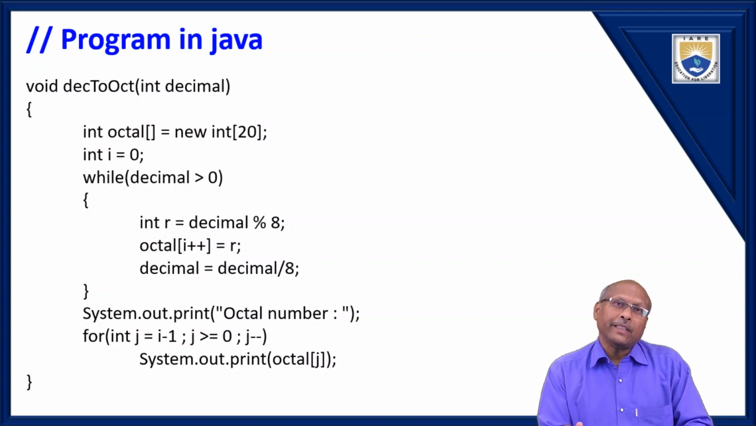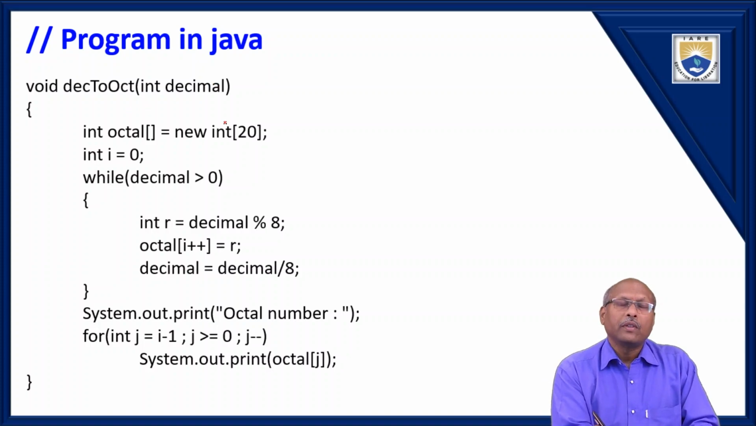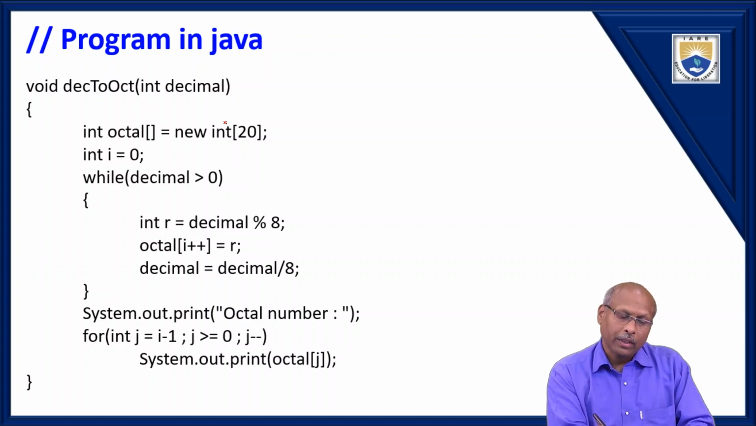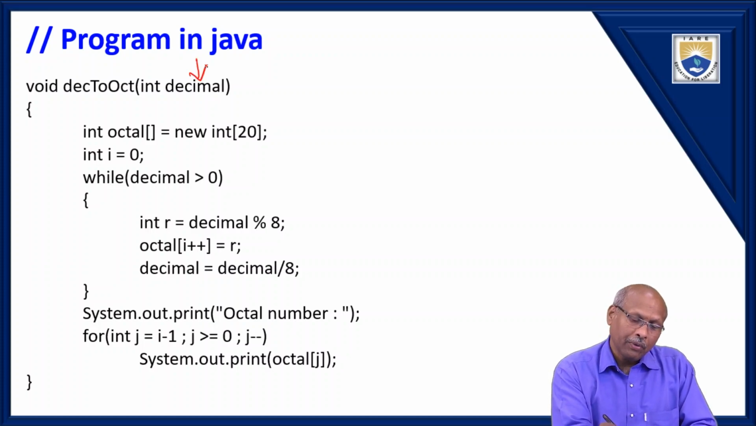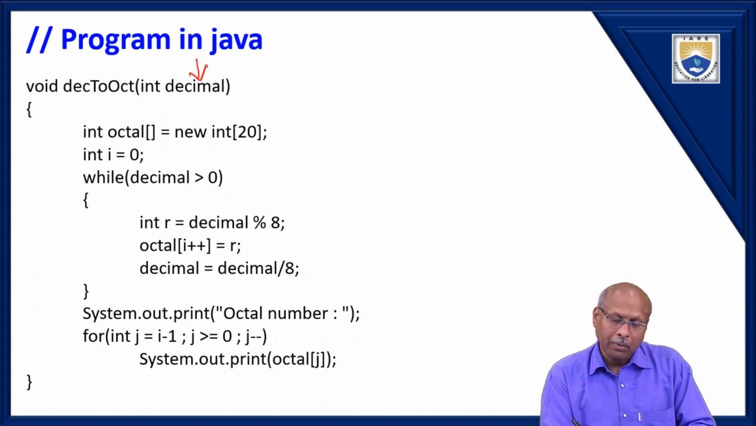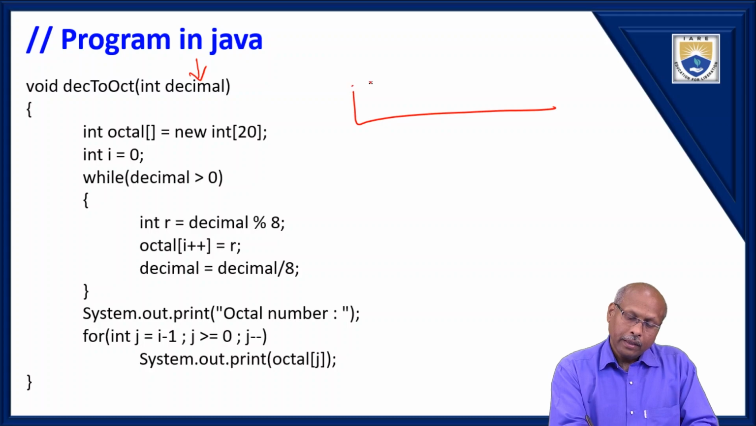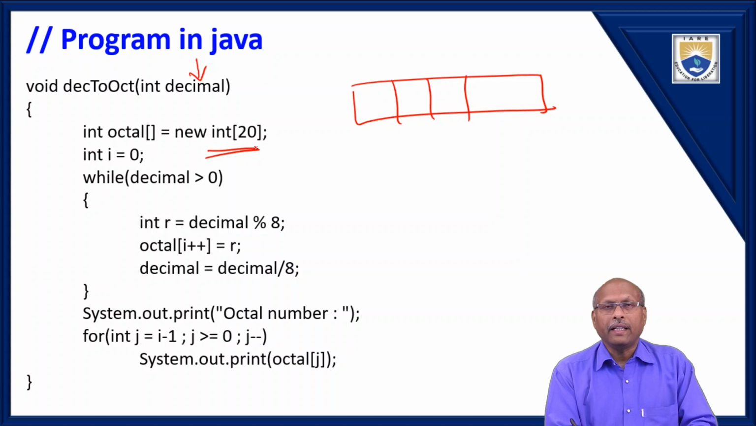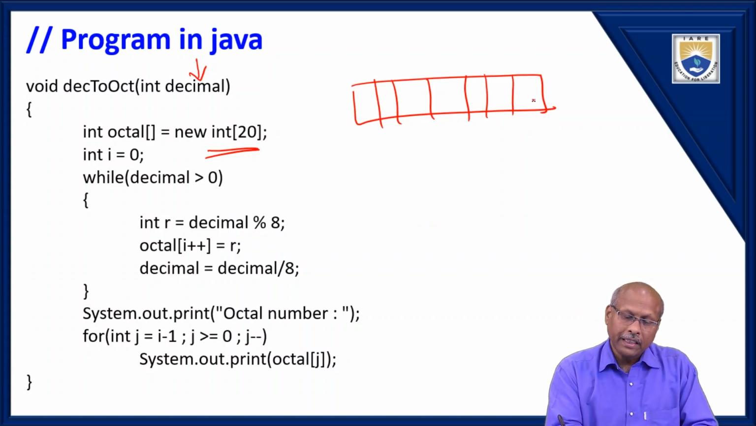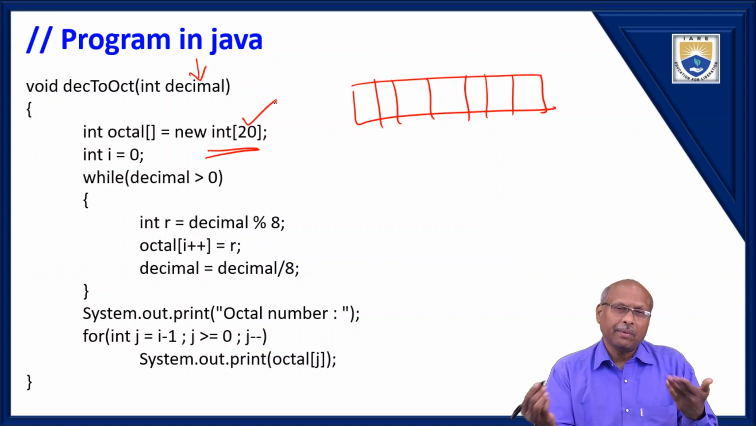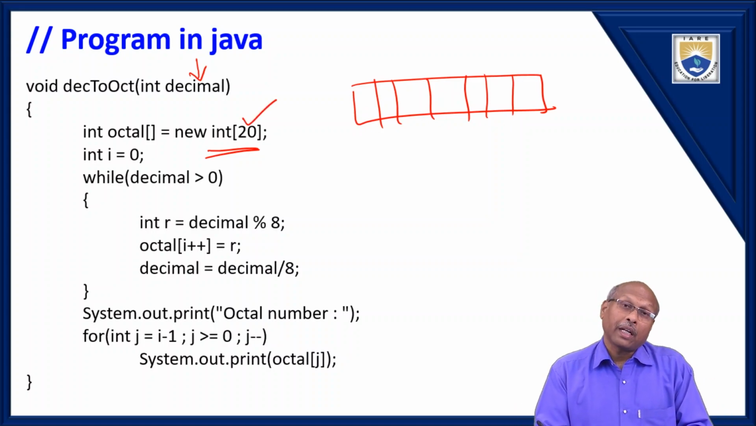Now, how to write a program in Java? Let us write a program to convert a decimal number into octal by passing the decimal value. I am passing the decimal as a parameter to this method. This method will divide and store in an array. Initially I define one integer array whose capacity is 20. That means a maximum of 20 digits may come. If you want 100 digits, you can put 100 also, but for the timing, I am keeping a maximum of 20 digits.